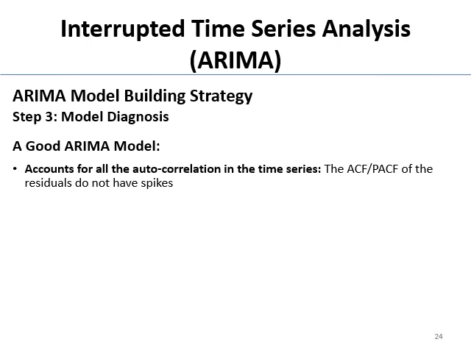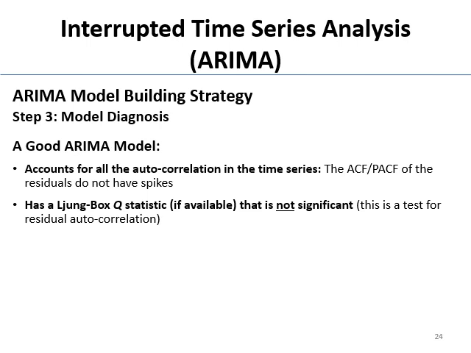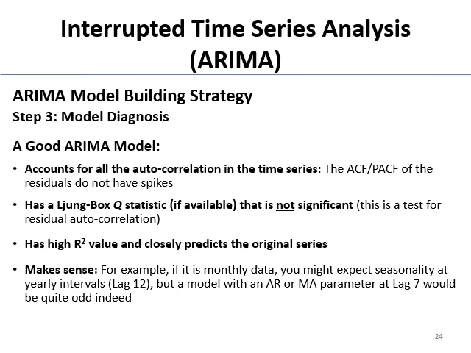It has a Box-Ljung Q statistic that's not significant. So it's a test for residual autocorrelation. And if it's not significant, that means there is no residual autocorrelation in the series, and that's a good thing. It has a high R squared, right? You're not going to believe the R squareds here are really, really high. So these ARIMA models are very, very good at using past observations to predict future observations, whether you use them on the stock market. So a high R squared is a good one. No autocorrelation and a Box-Ljung that is not significant. That's a good model. And finally, it should make sense, right?